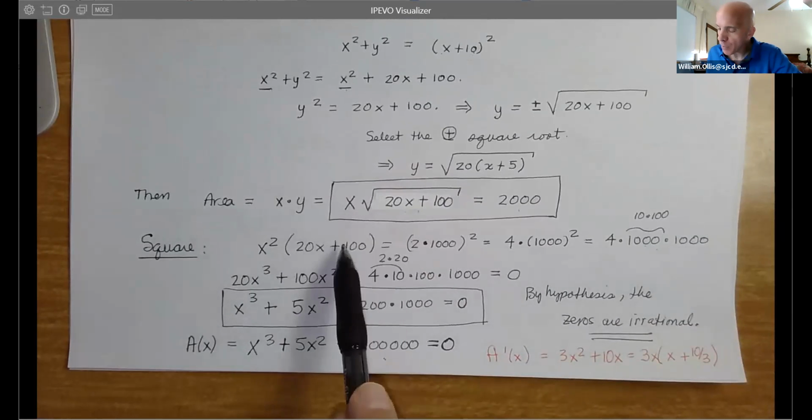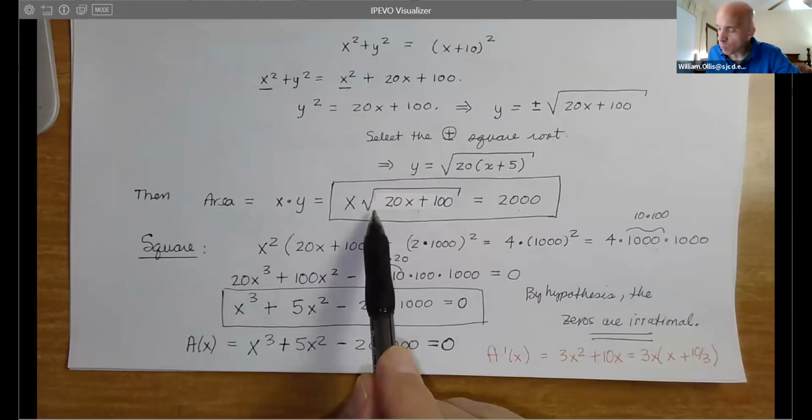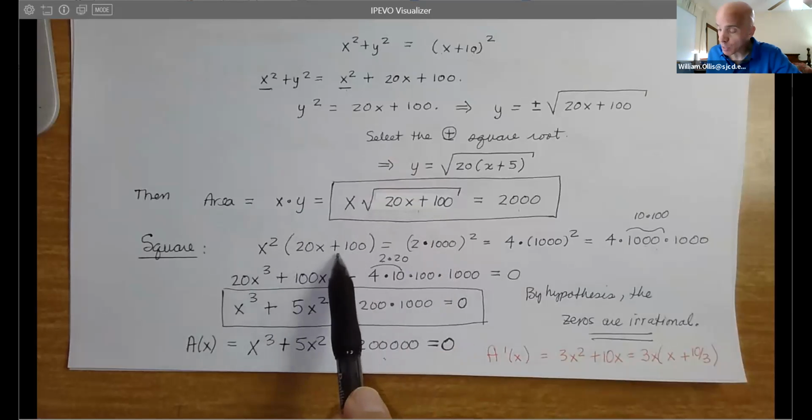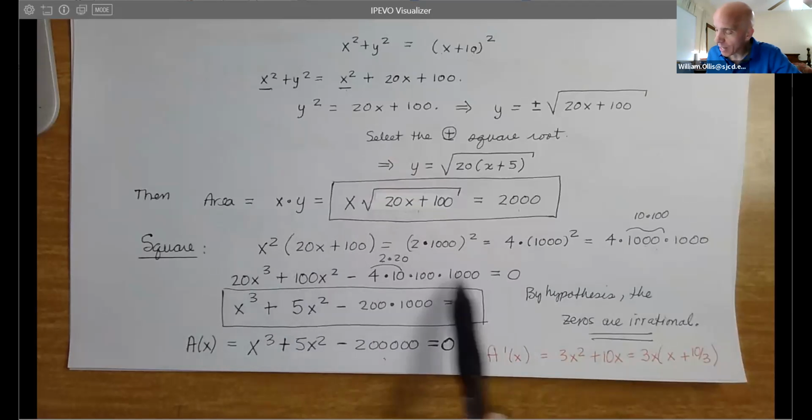So when we square everything, we get x squared, and then of course we square the radical, we are relieved of the radical, so we get 20x plus 100. And then this is where I did my little symbolic computation, which I love to do.